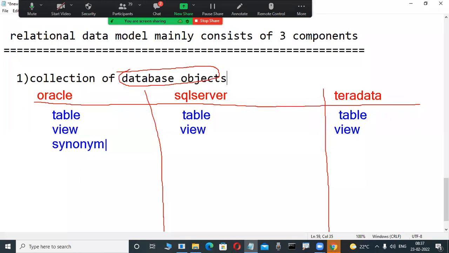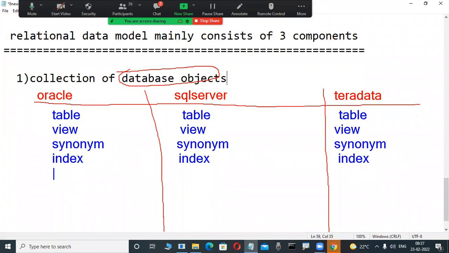Again, synonym is a database object, with the same terminology and purpose. Here also synonym is a database object. Here index is a database object. Here also the same concept: index is a database object, but some of the syntaxes are slightly different, with slightly different functionality. Index is a database object. The purpose is the same. And now here, procedure is a database object.